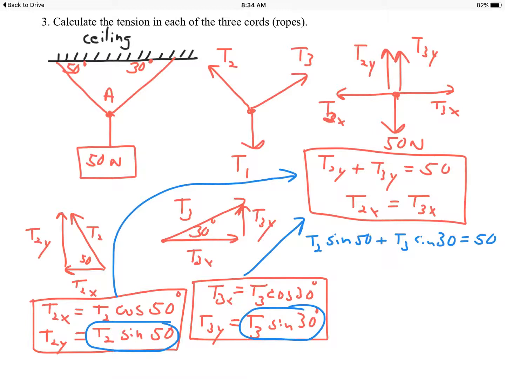I'll do the next substitution in black. So what I'm going to do now is set the two x components equal. In other words, I'll circle over here on the left. That value will be equal to this value, because that's the T2x and the T3x. So therefore, T2 cosine 50 equals T sub 3 cosine 30.